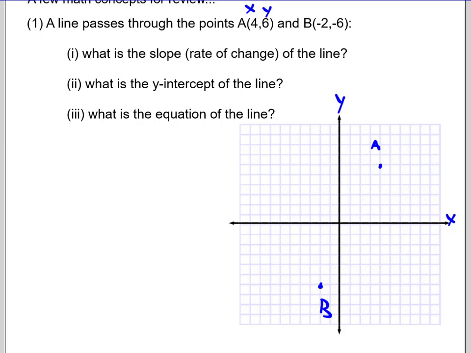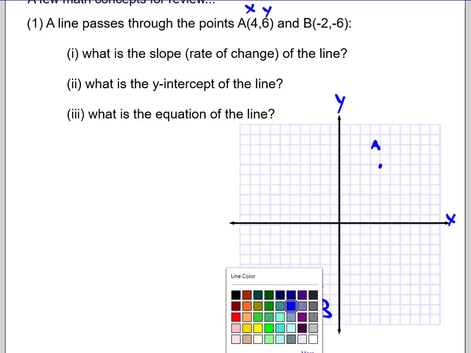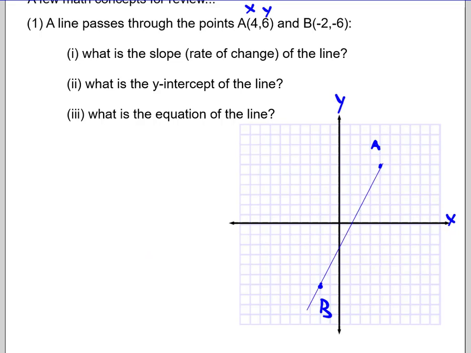So what is the slope or rate of change of that line? If I grab the line tool here, let's make it a little smaller so it's not too obnoxious, and we'll make it blue. We could do something like that.